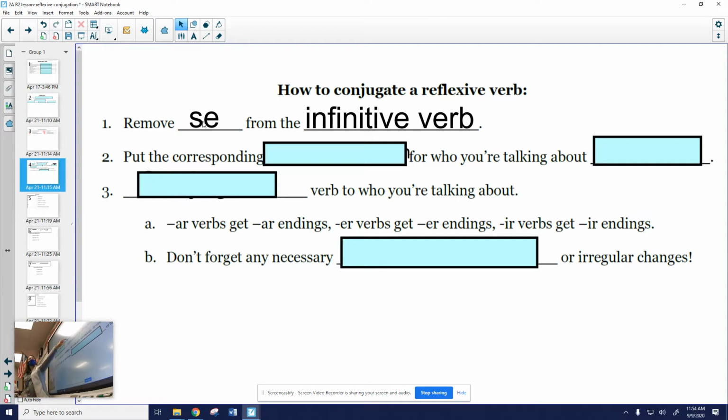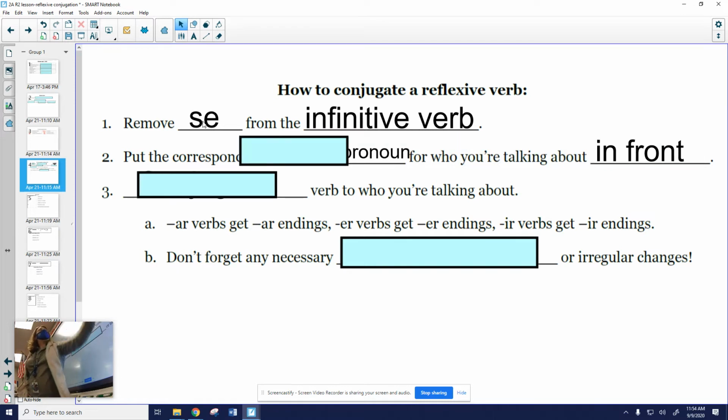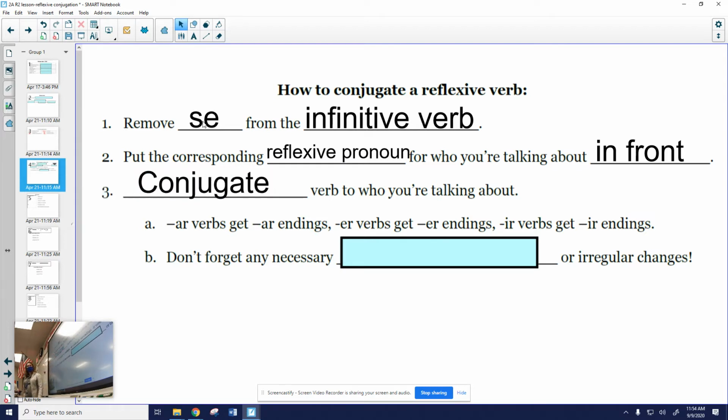Put the corresponding reflexive pronoun for who you're talking about. Are you talking about yo, tú, él, nosotros, ellos? Put it before the conjugated verb, in front of the conjugated verb, or in front of the infinitive. I guess we haven't conjugated it.